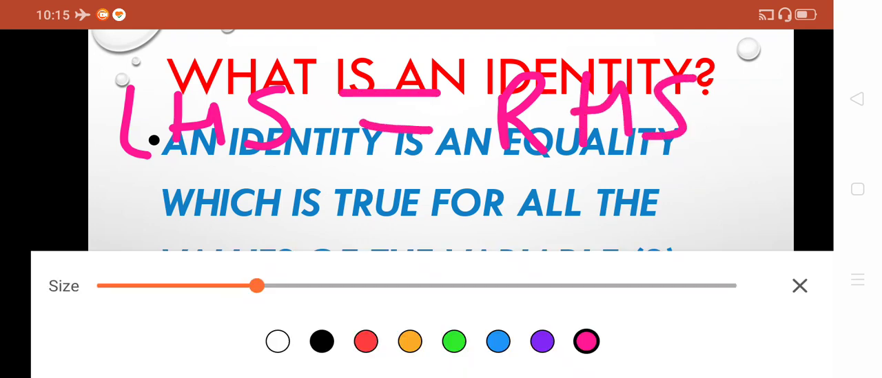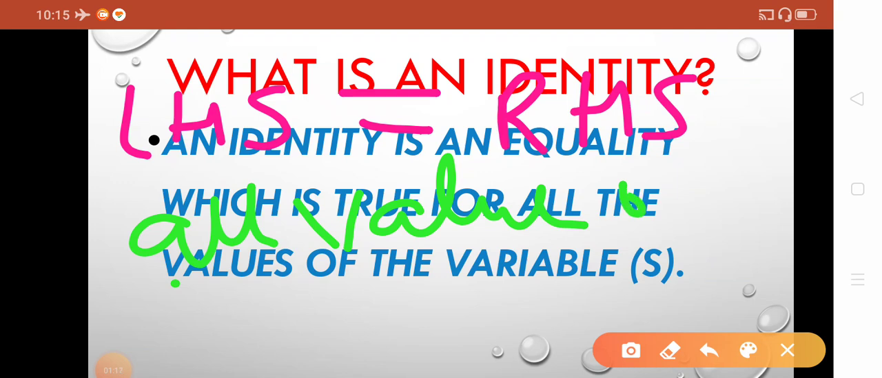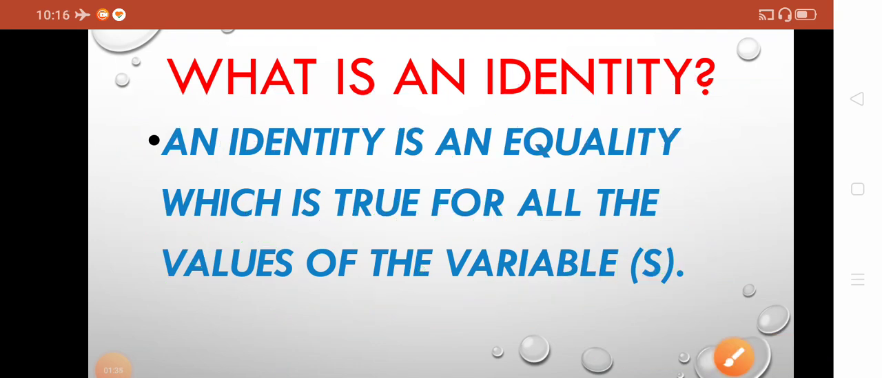So in an identity we have left hand side equals right hand side for all values of the variable. So whenever you are given an equation, and for any value of the variable or for all the values of the variable, if your left hand side is always equal to your right hand side, you can say that that is an identity. So how will you conclude that a given equation is an identity?